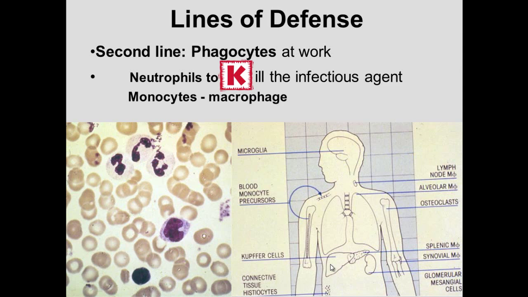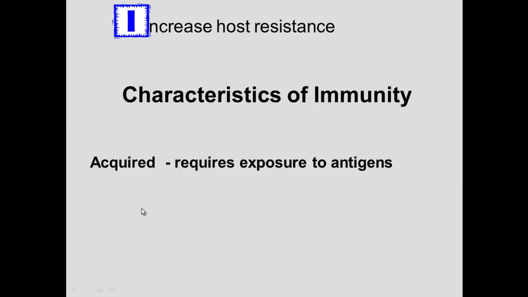Here we can see them in the liver, in the skin, in the brain, lymph nodes, in the bone, spleen, various places, synovial fluid. We have these killer cells that kill the bacteria or invading components. Here we see some neutrophils in blood, a monocyte that gives rise to the macrophage, and a lymphocyte.